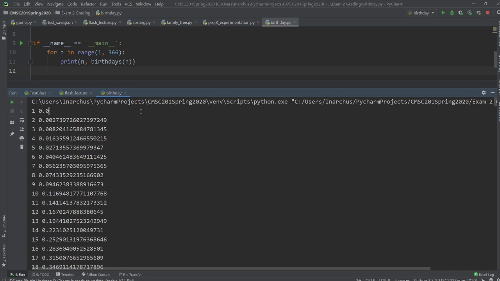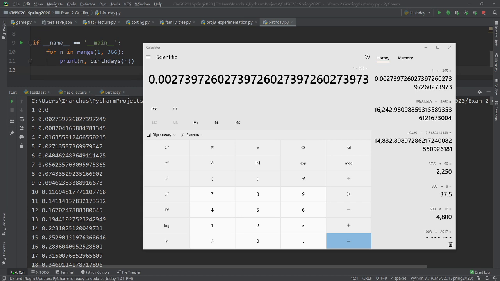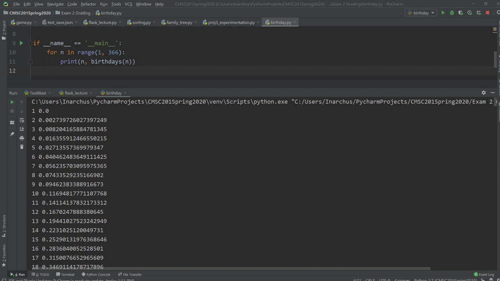Okay, here's what we go. If we have 2 people, there's a 0.2% chance that they share a birthday, which I think is approximately just 1 over 365, right? Yeah, 1 over 365 is that number, which you see matches. So that's fine. Ain't nothing wrong with that. If you have 3 people in a room, there's a 0.8% chance, right?